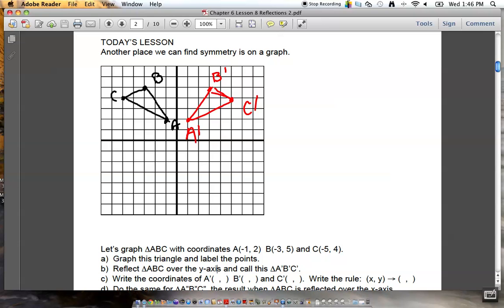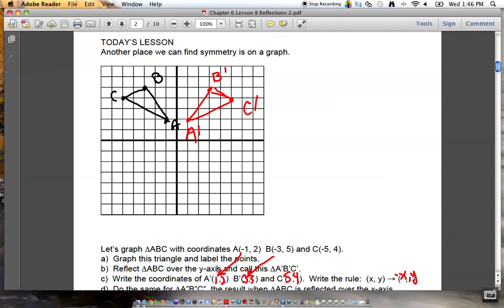And then it wants us to write the coordinates. A prime would be positive 1, 2. B prime would be positive 3, 5. See how the x's are getting negated? And then negative 5, 4 becomes positive 5, 4. All right, now the next thing it wants us to do, it says write the rule. So in general, xy becomes what? Which one gets negated? The x. So, negative x, y. Okay, the x guy gets negated.